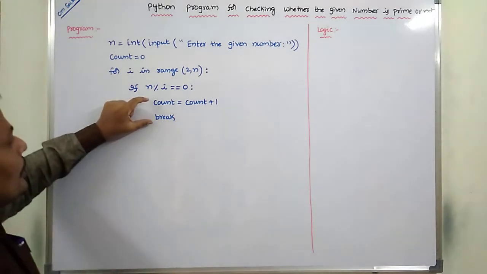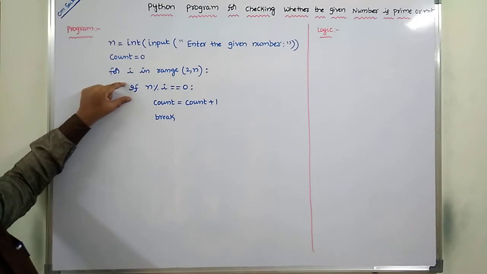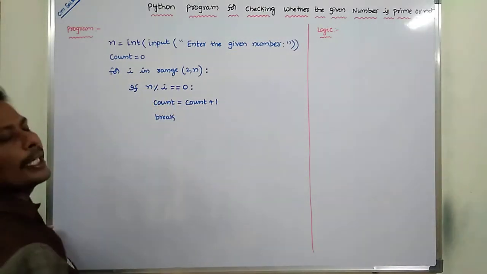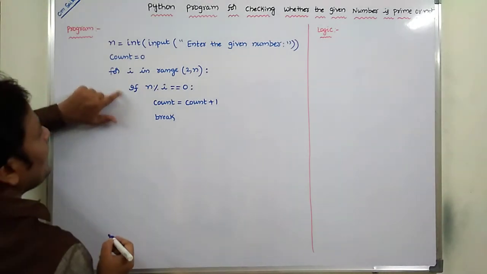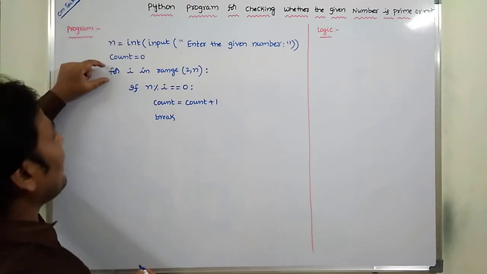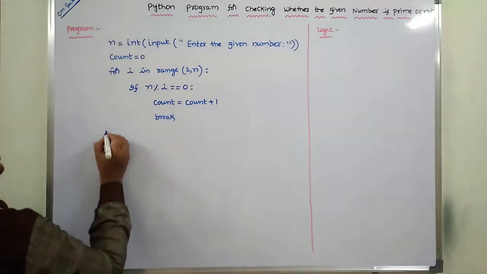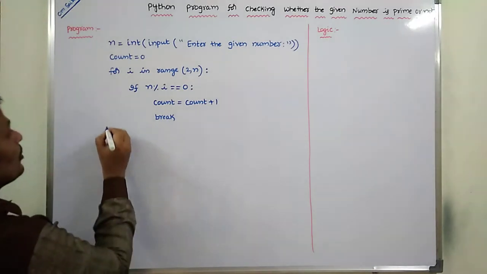These two statements are inside the if block. These two statements belong to the if block. And these three statements belong to the for loop. In the for loop body, these three statements are there. Now this statement belongs to outside the for loop.